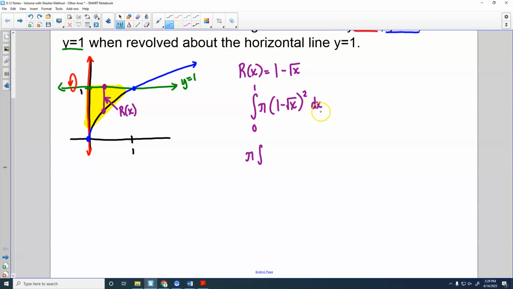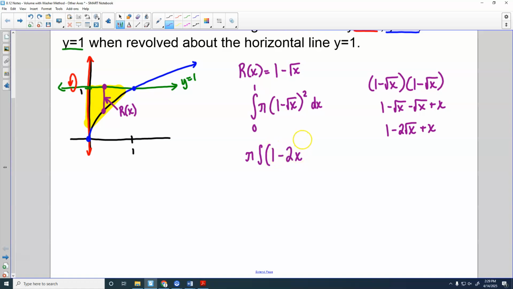We've got to square this out before we integrate. So we're doing 1 minus the square root of x times 1 minus the square root of x. You can square it, or you can write it out like this. You're going to get 1 minus square root of x minus square root of x plus just x, because square root of x times square root of x is just x. And this is going to be 1 minus 2 square root of x plus x. I'm going to use fractional exponents instead of that square root. So I'm going to have 1 minus 2x to the 1/2 plus x.